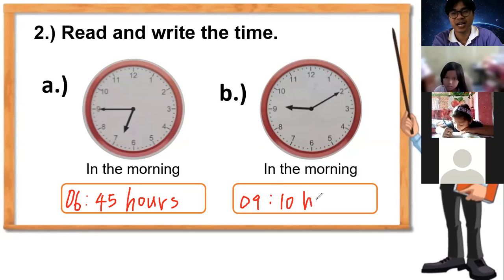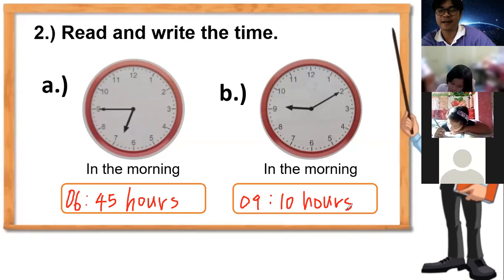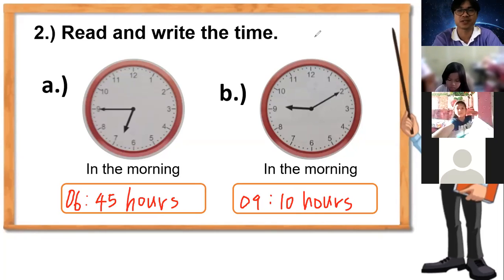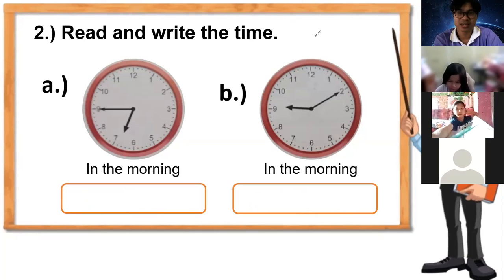Or 10 after 9. There are many ways to tell the time. If it's 30 minutes, 30 minutes past 9, something like that, or 9:30, or 30 minutes before 10. Many ways. But this one is 10 minutes after 9. So 9, 10 hours. Okay.